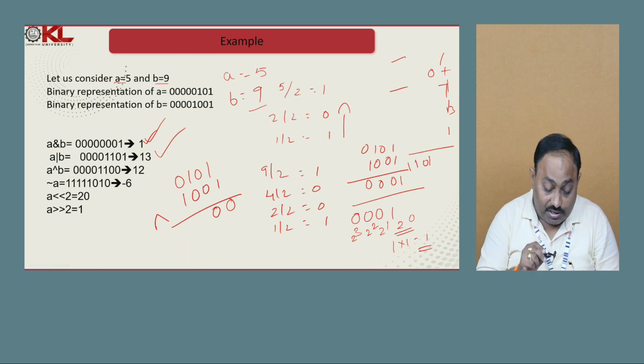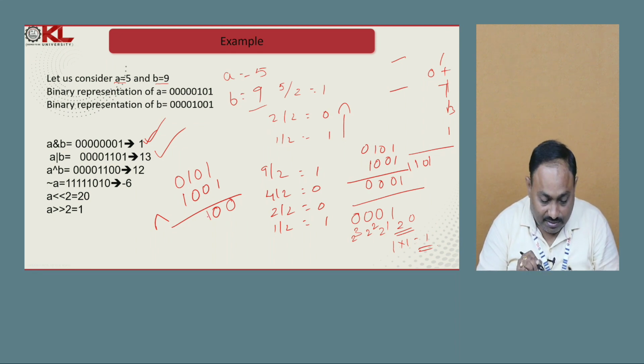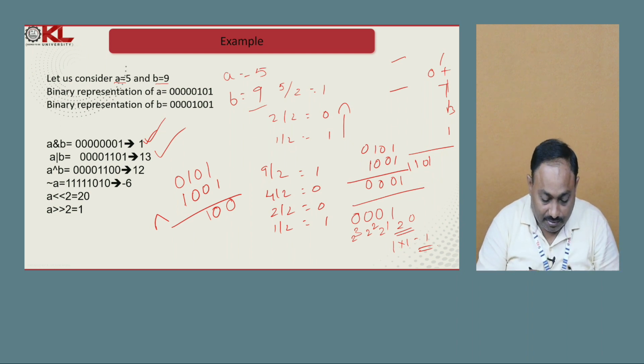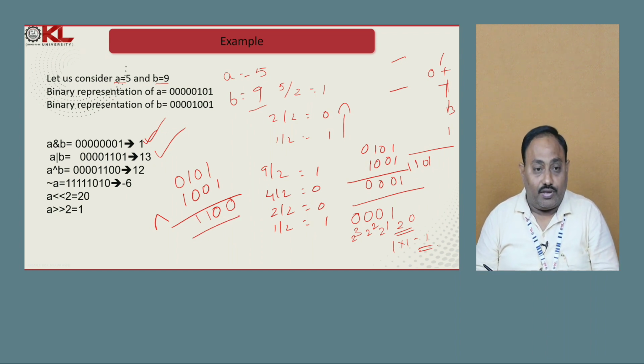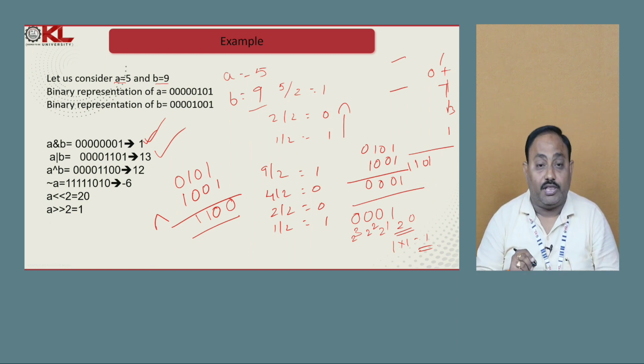Next, coming to the third bit. In the third bit, one bit is 0, another bit is 1. So here two bits are different, so the resultant bit is 1. Again coming to the fourth bit, two bits are different, again the resultant bit is 1. Now this is the result of A bitwise exclusive OR, that is 1100.